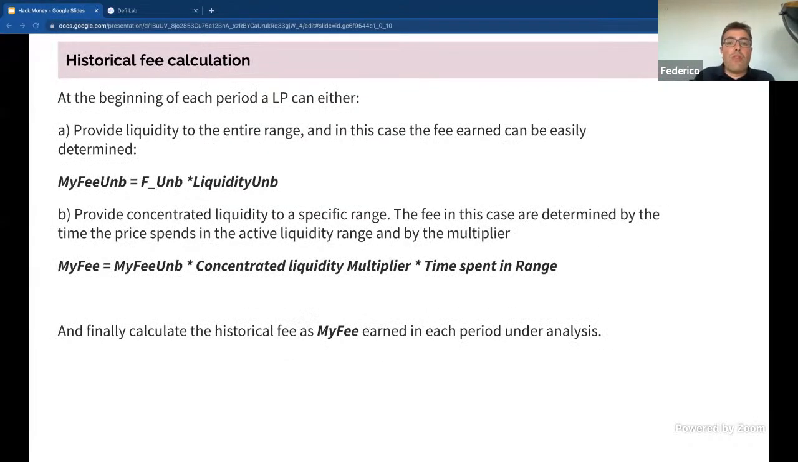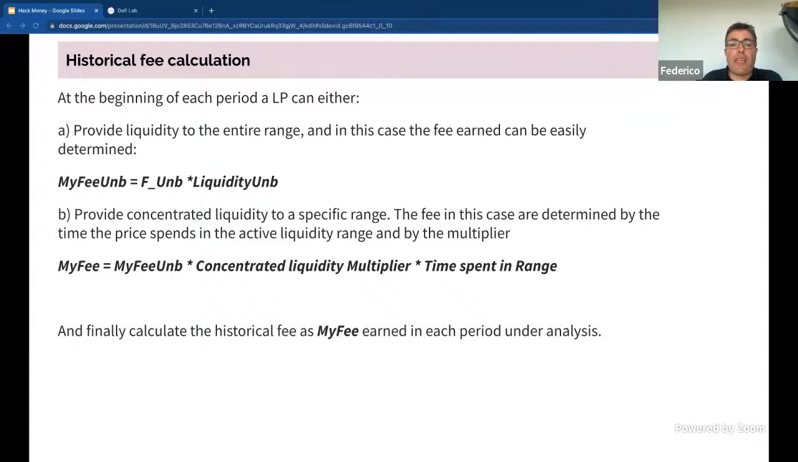With all this calculation complete, we can finally determine the historical fees. For each period in the time frame, a liquidity provider has basically two different options. First, they can decide to provide the liquidity for the entire range. And in this case, the fee they would collect would be equal to the fee unbounded multiplied by the number of units of unbounded liquidity their investment could buy them.